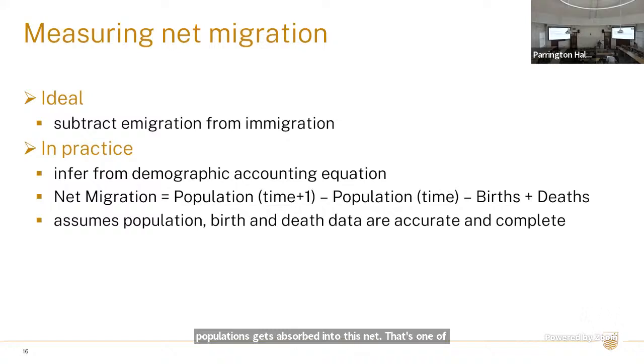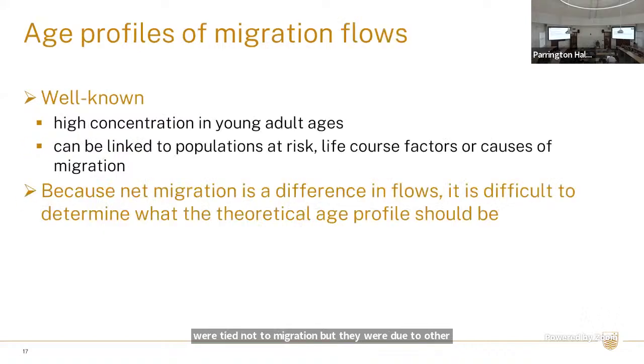And this gets compounded when you look at age and sex. They showed me some of the net age profiles they got from this residual estimation, and you'd get this huge heaping, like in 0 to 1 year olds. Or you'd have these strange patterns that you knew were tied not to migration, but were due to other things.